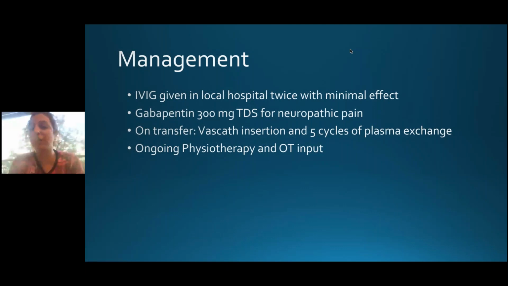So how did we manage our child? She was initially given IVIG in her local hospital, but didn't really have a good effect. She was also started on gabapentin, quite a high dose, because she was complaining of a lot of pain, mainly neuropathic pain. When she was transferred to us, we put in a vascath insertion, which is a central line, and we started 5 cycles of plasma exchange to see if that would help her symptoms, and she had ongoing physiotherapy and occupational therapy input.